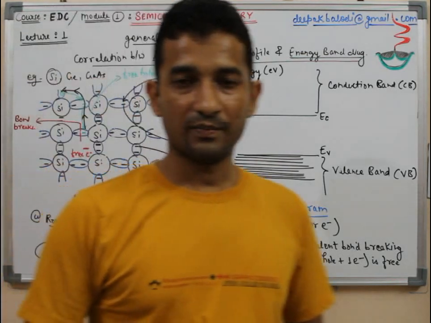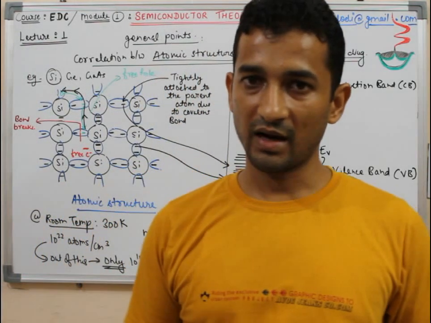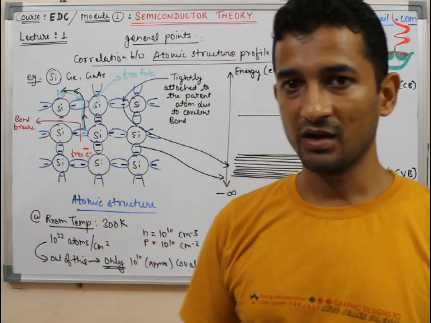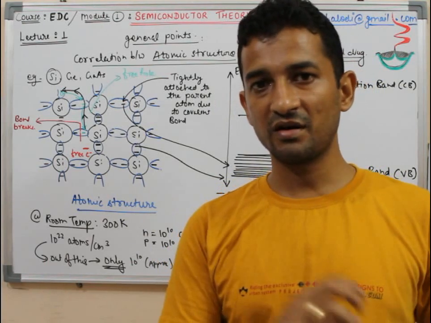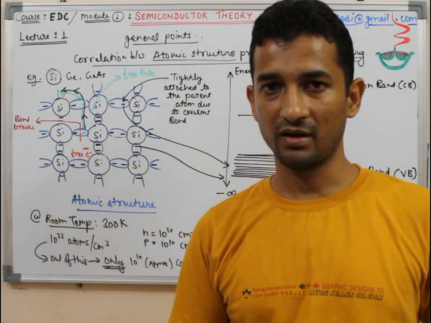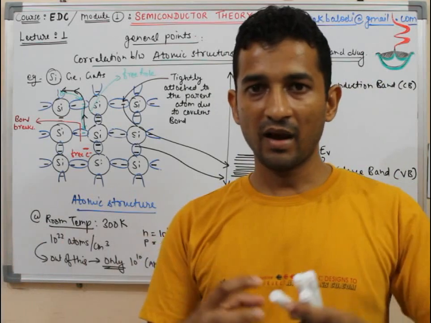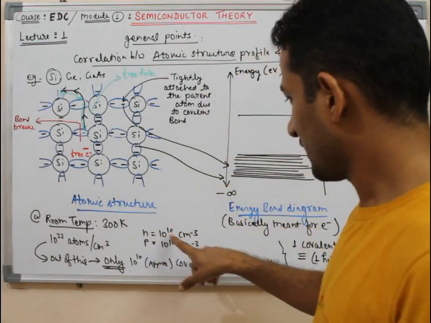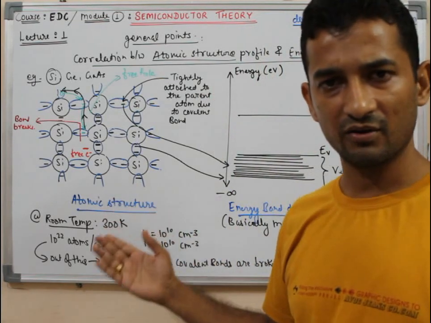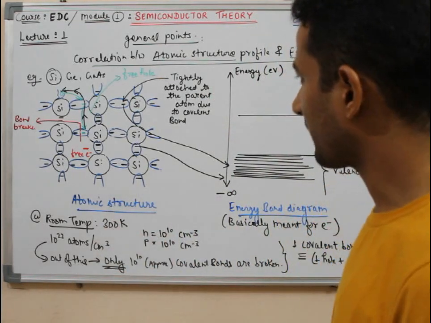They are always generating in pairs and they are always recombining in pairs. So if some number of covalent bonds are broken, then an equal number of free holes and free electrons will be generated. If they are recombining, then the equal amount will be reduced. So this is some standard figure. We will return back to this figure after some time.